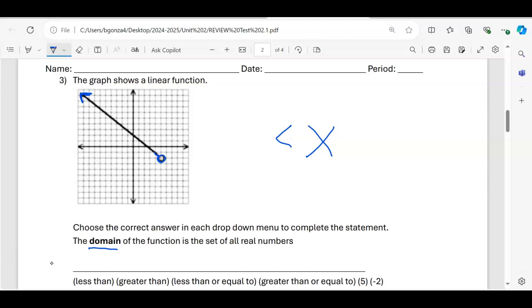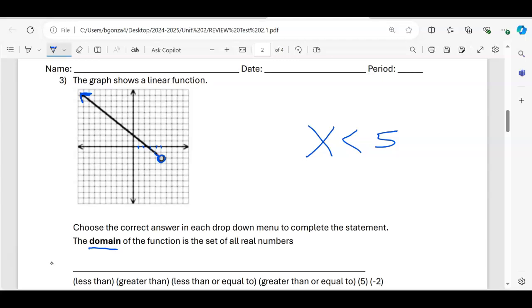Oh sorry, it goes forever to the left. So this side right here is gone. Okay, like there's nothing on this side. It goes forever. But on the right, there's an endpoint. So I'm going to put less than on this side. Okay, and then this is 1, 2, 3, 4, +5. Cool. And it's open, so I'm not going to underline it.